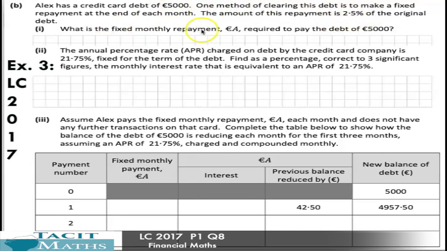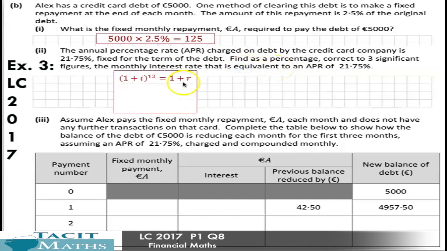So what is the fixed monthly repayment? It's as simple as this: 5,000 by 2.5%, right? So that's what you're paying off every month. Now this part 2, everybody should know straight away when you see this. This is converting an annual percentage rate to a monthly percentage rate, and without even thinking, you should know how to do this. It comes up almost every year, and the process is the exact same.